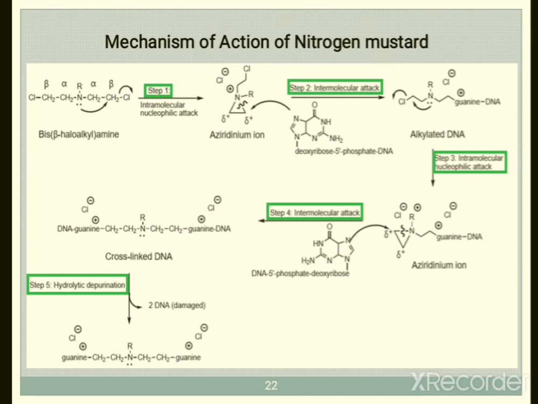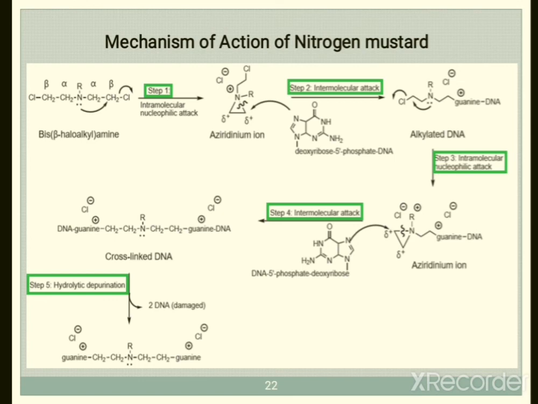First, you can see the bis-beta-haloalkylamine, which is the basic structure of nitrogen mustard. We saw this in the last session. You can see the basic structure: nitrogen, R, then CH2CH2Cl. So there will be 2 alpha carbons, 2 beta carbons, and 2 chlorines.